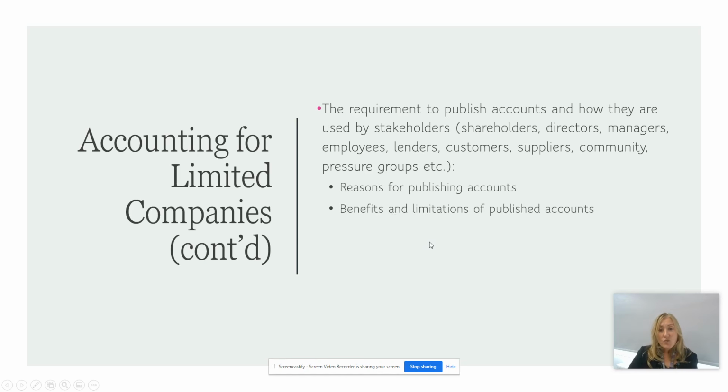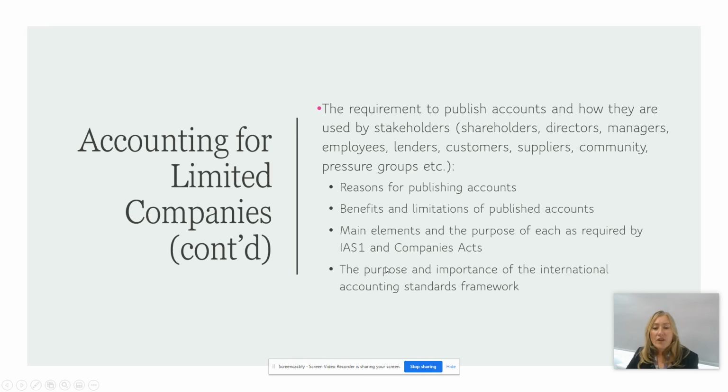So again, it's the stuff about it being historical and past performance being no guarantee of future results. The main elements and the purpose of each, as required by IAS 1 and the Companies Act, so things like the director's report, the auditor's report, we need to know about those. The purpose and importance of the International Accounting Standards Framework. We don't need to know about the IASs in detail, apart from IAS 1, so what needs to go into the accounts and the responsibilities of directors, that kind of thing.